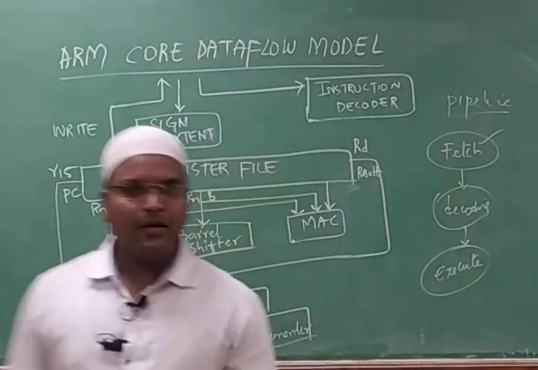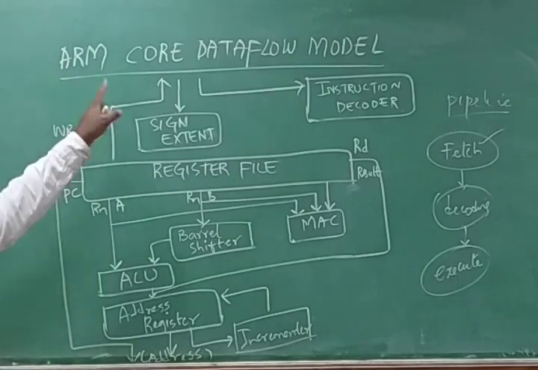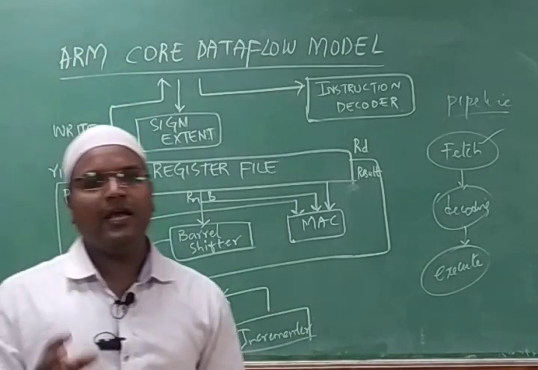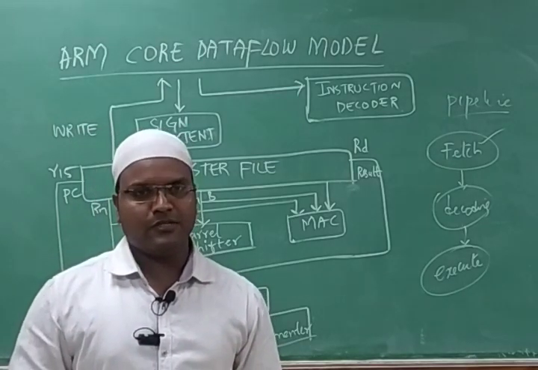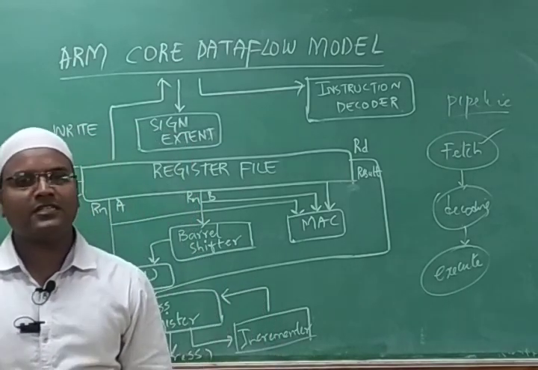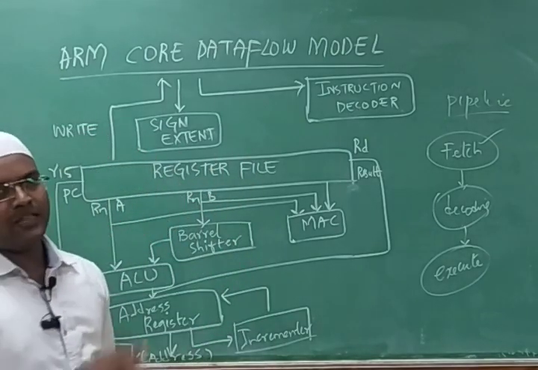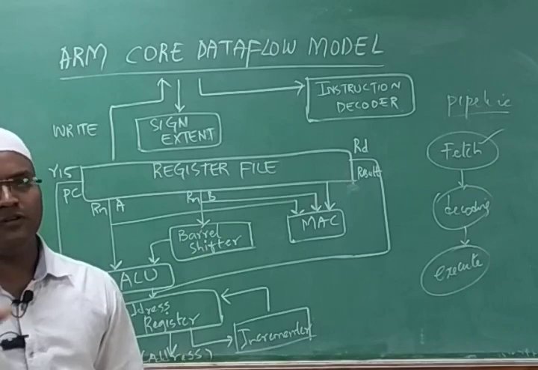So in today's class, our topic of discussion is ARM core data flow model. So basically, how data is going to flow in the ARM kind of processor, right? In the next class, we will see its complete architecture, but before that, you just see this ARM core data flow model. In that, it completely consists of five things.